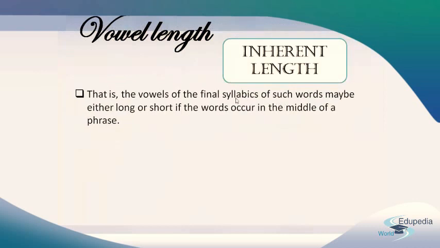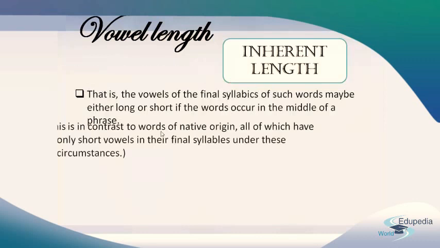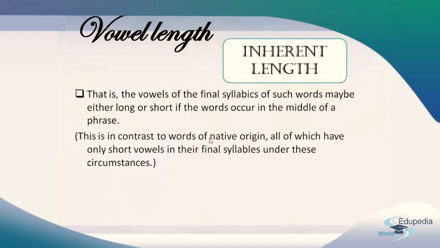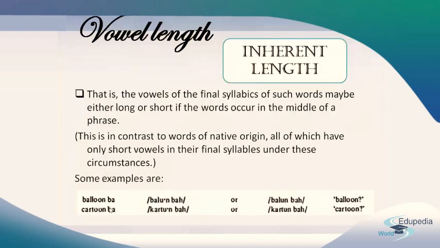That is, the vowels of the final syllables of such words may be either long or short if the words occur in the middle of a phrase. This is in contrast to words of native origin, all of which have only short vowels in their final syllables under these circumstances. For example, we have here balloon ba, by asking a question, balloon ba? Cartoon ba? Cartoon ba?